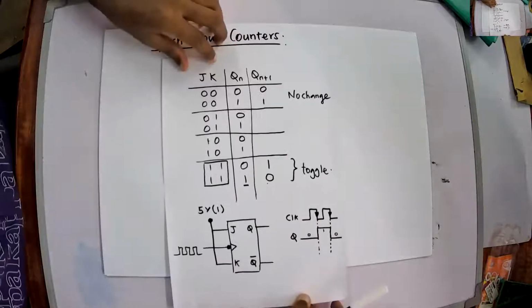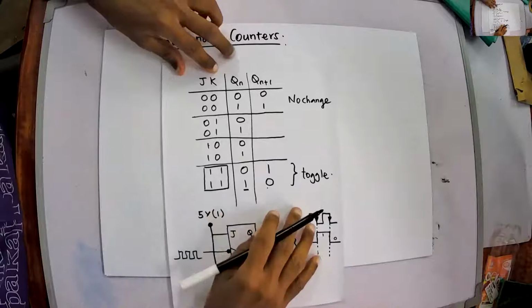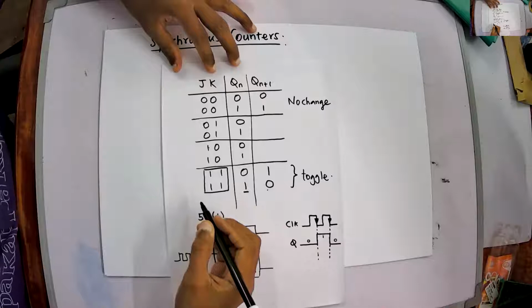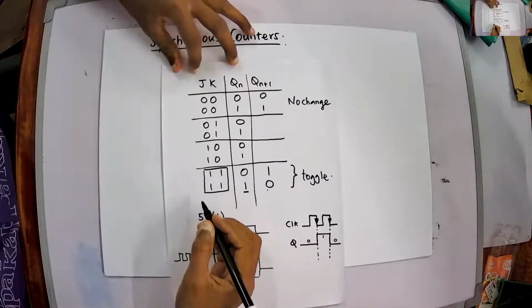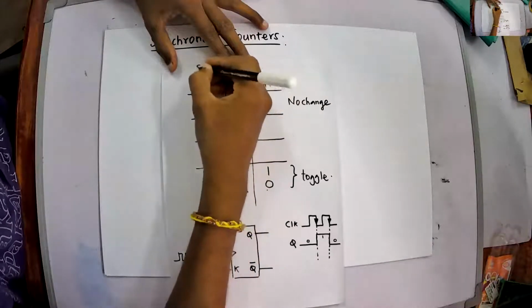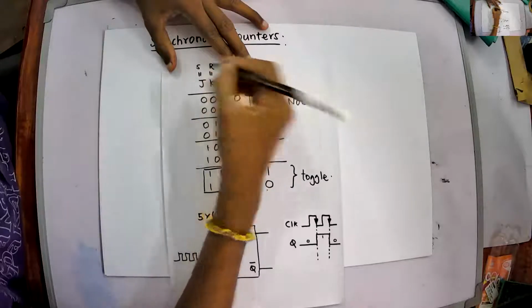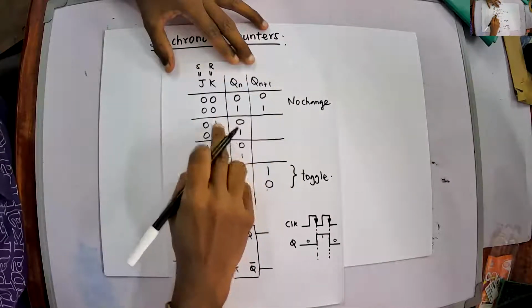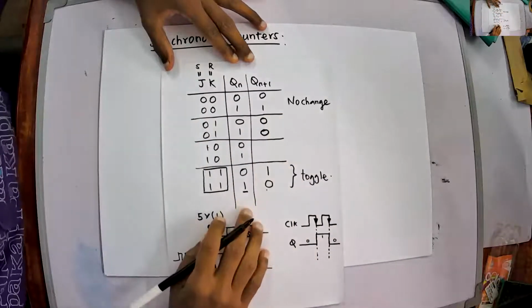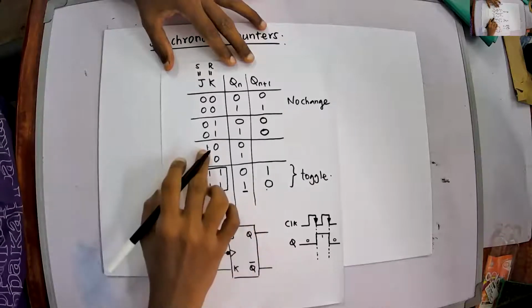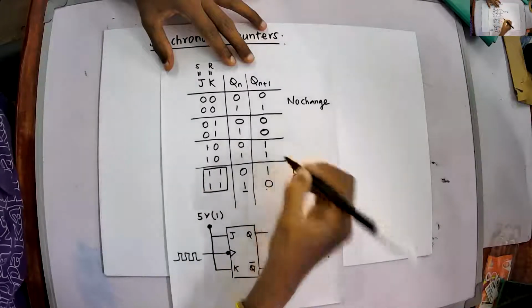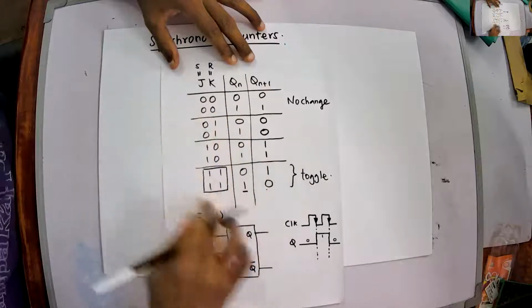So we have seen about JK flip-flops. Actually, J is equivalent to set and K is equivalent to reset, I could say. J is set and K is reset, as in the SR flip-flop. So when reset is 1, your output is 0. When set is 1, your output will be 1. Clear? So this is the table.